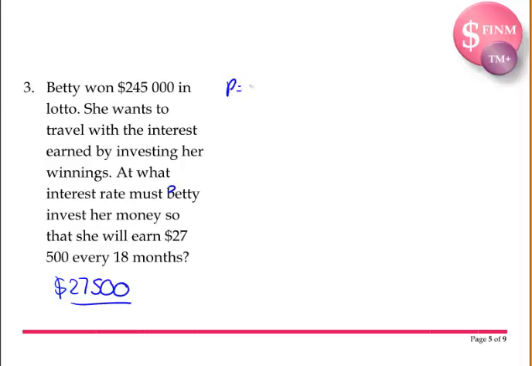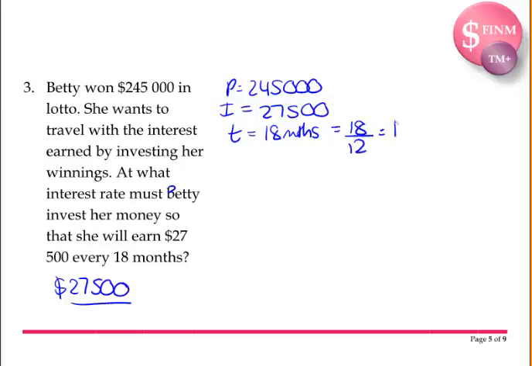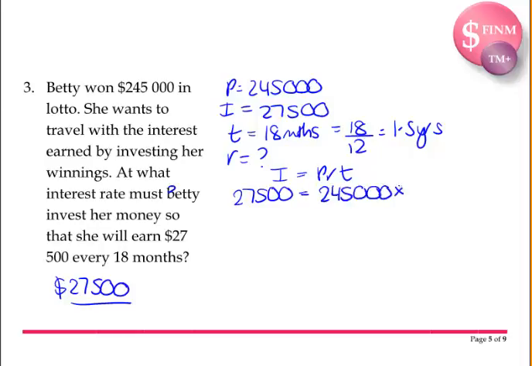So our principal is $245,000. Our interest is $27,500, and our time, well, she wants it every 18 months. So 18 months equals 18 divided by 12, which is 1.5 years. We don't know what our interest rate is. So I equals PRT, plug in what we've got, 27,500 equals 245,000 times R times 1.5.